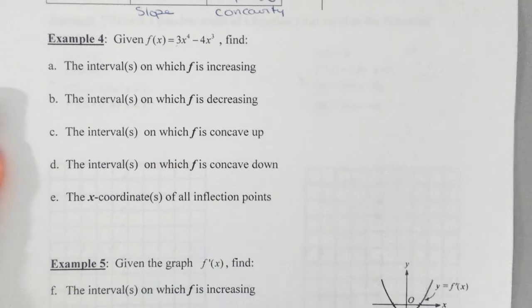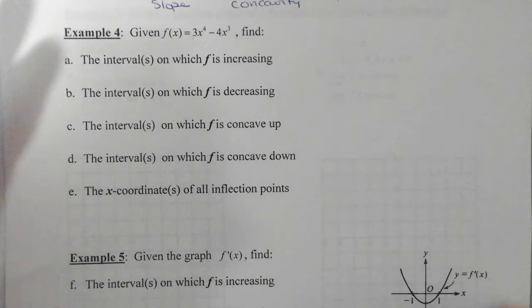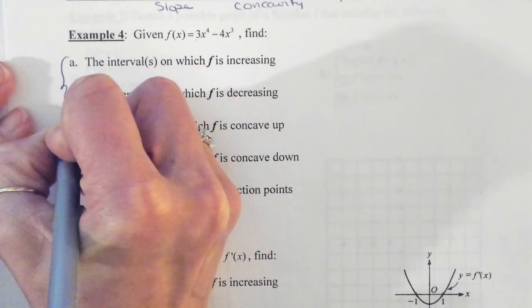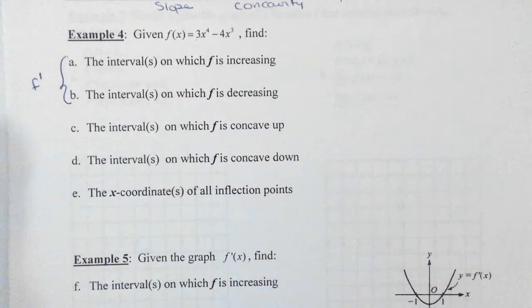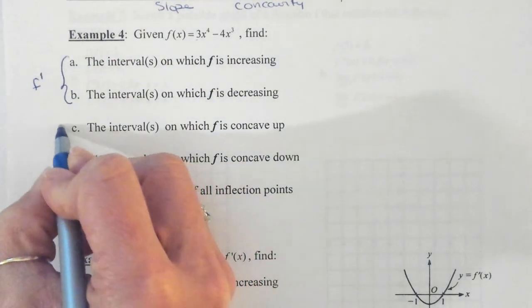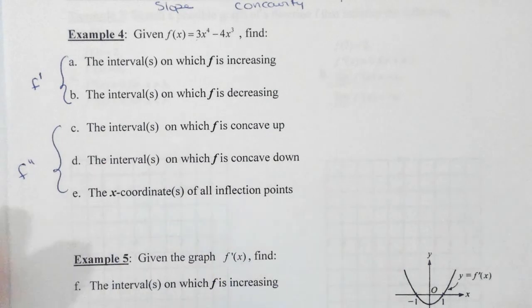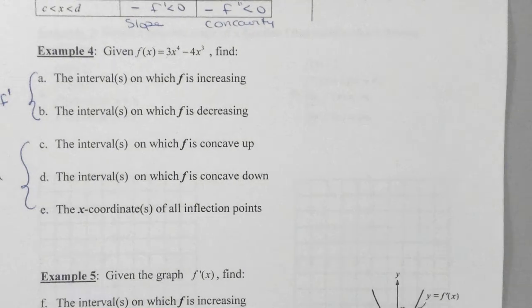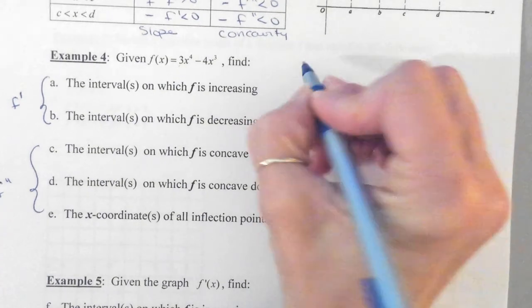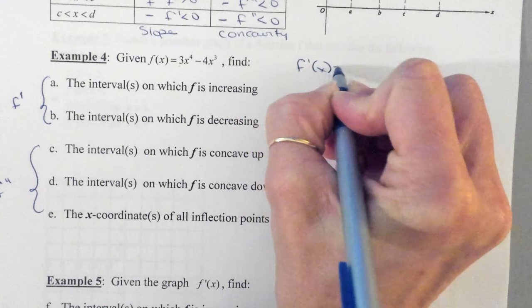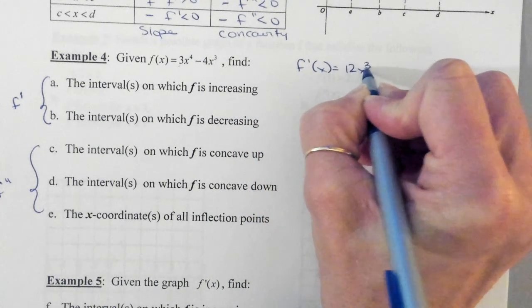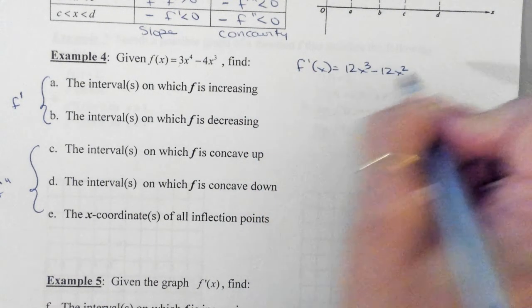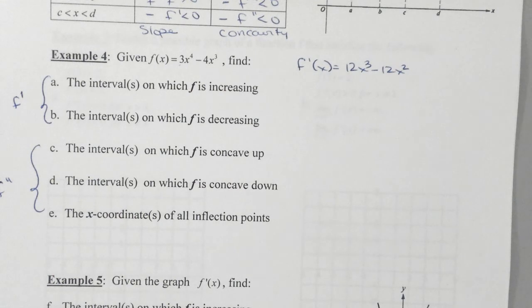So really, your question can be grouped. Here, A and B are going to be done together because you're using f prime. C, D, and E deal with f double prime. Okay, so break this question into small pieces. So the first thing we want to do is identify our critical numbers from the first derivative. So we're going to take the first derivative. So this is what? 12x cubed minus 12x squared. Okay, and we want to find our critical numbers by setting the first derivative equal to 0.